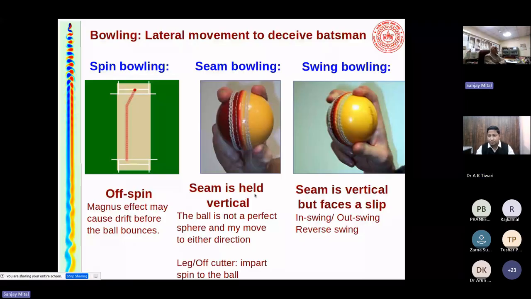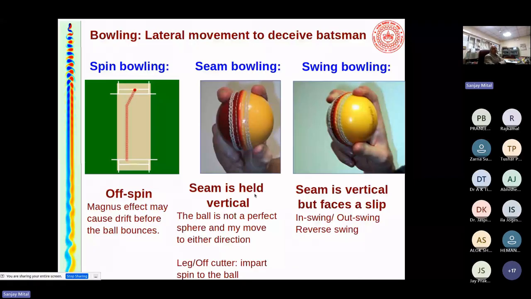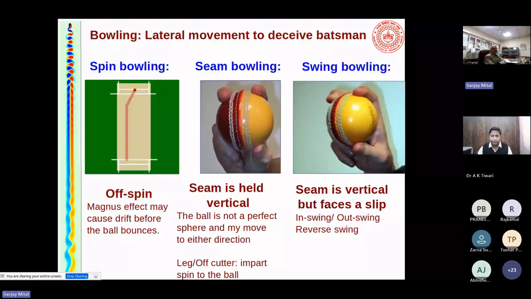So we are going to talk about swing bowling, where the bowler holds the seam vertically, but then the seam is pointed towards a slip, either the leg slip or the off slip, and the ball will move in one of the directions. I'll show you. You can have many kinds of deliveries: in swing, out swing, reverse swing. I'll explain in a moment, and we are going to analyze the fluid mechanics of this bowling.